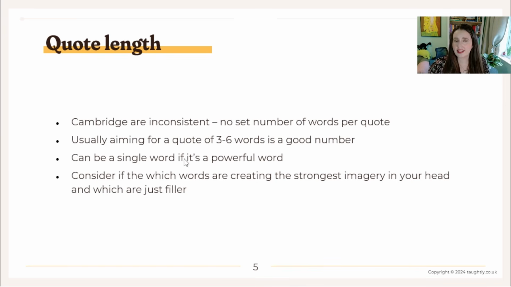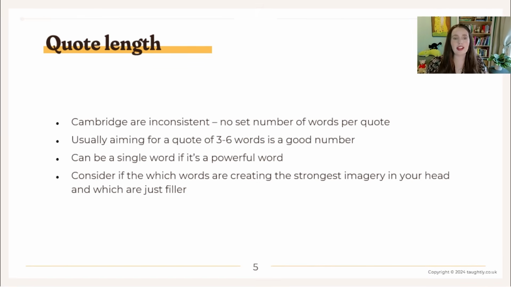As I've said, it can be a single word if it's a really powerful word that creates an obvious image in your head, but do have a look around it and see if any of those other words contribute to creating that imagery in your mind. So the words that are creating the strongest imagery in your head, those are the ones that you want to quote, and leave out the ones which are just filler.